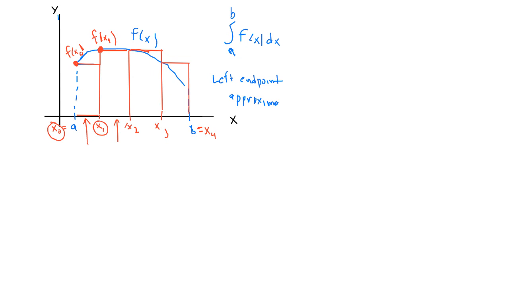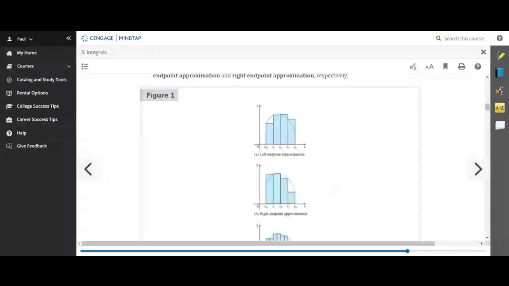Okay, and this is going to be in the recording, but this is what they're trying to convey in figure 1A. So let me go back to the ebook. And there is figure 1A, left endpoint approximation. Okay, are you comfortable with that? How they're doing that?